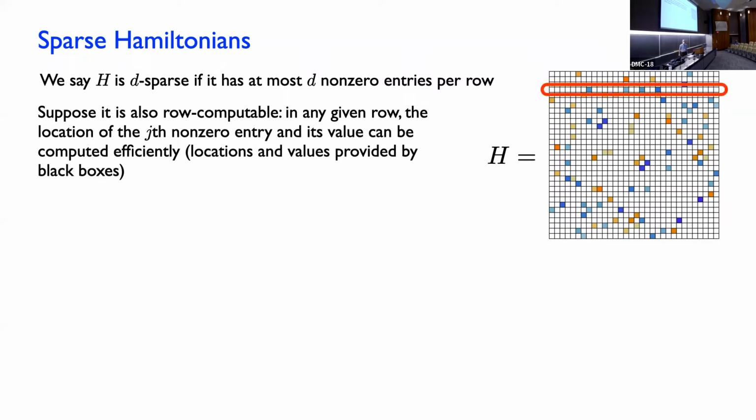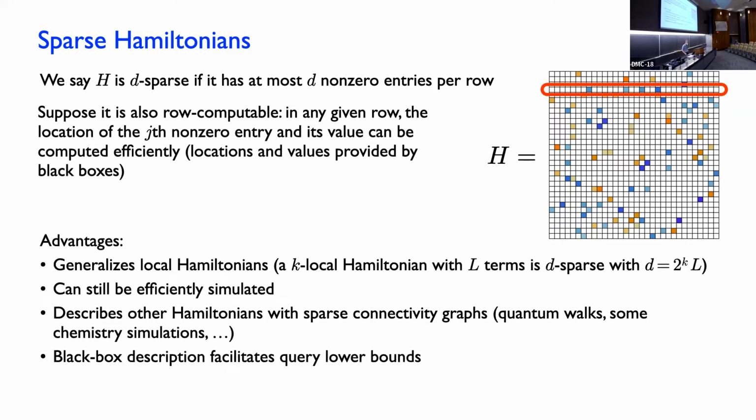So for example, for that row, which is maybe the fourth row of the matrix, we can ask where is the first non-zero entry, and it will tell us the index of that location. And we also have the ability to find out the value of that matrix element. Okay, so that's a somewhat more abstract description of a class of Hamiltonians, but it has the advantage that it's more general. So this generalizes local Hamiltonians. A k-local Hamiltonian, if it has L terms, you can show is D sparse, where D is like 2 to the k times L. And this is also a class of Hamiltonians that, although it's broader, can still be efficiently simulated.